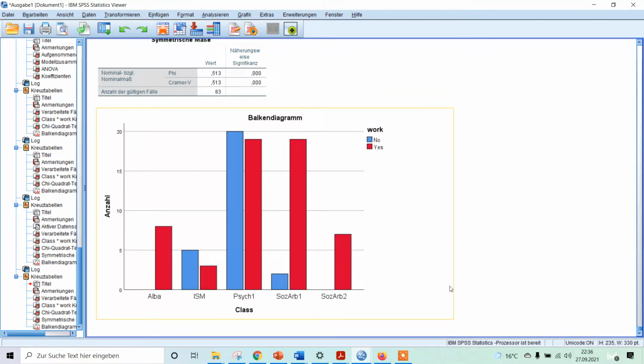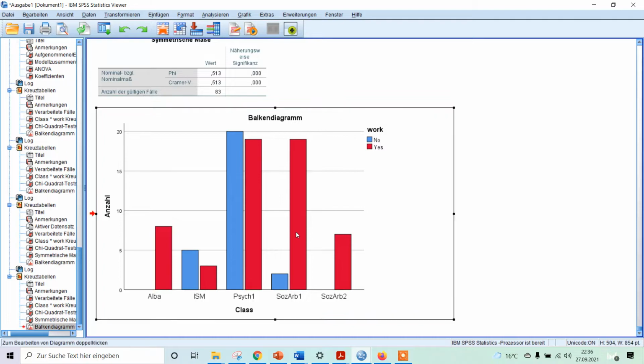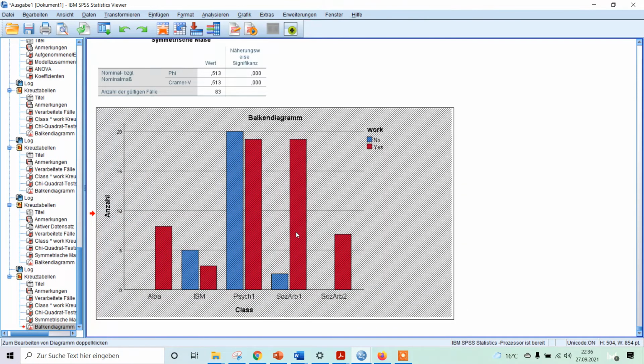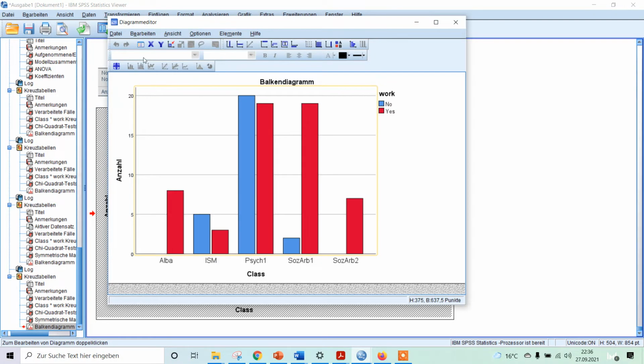You can also double click to open the editor for the chart, and we can add the numbers into the bars. Okay, and close.